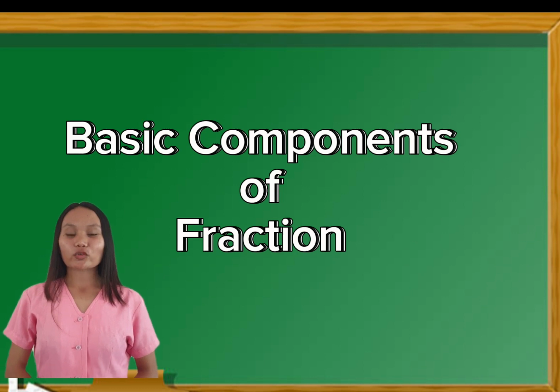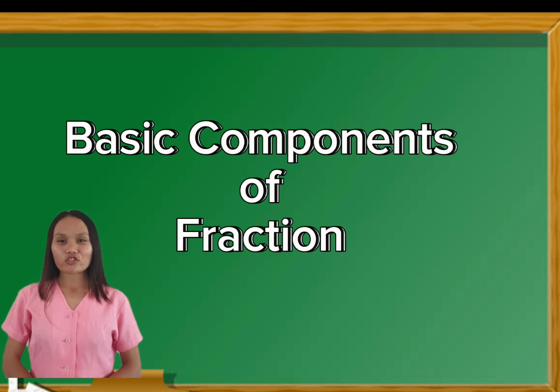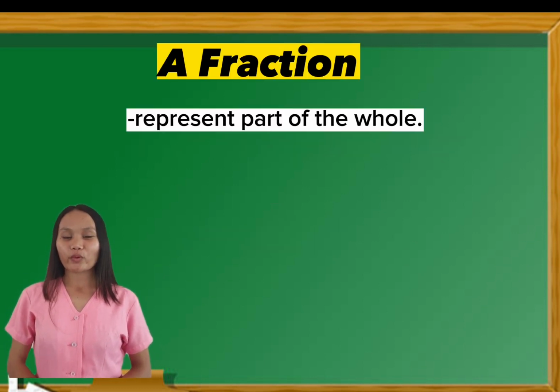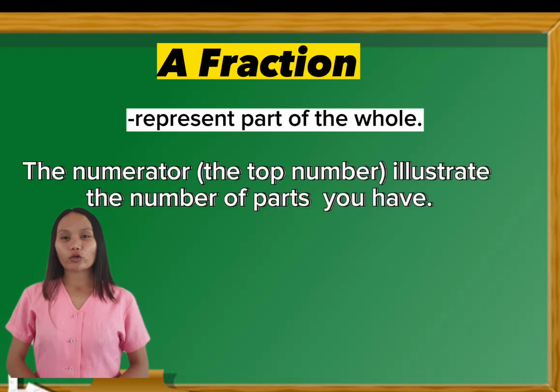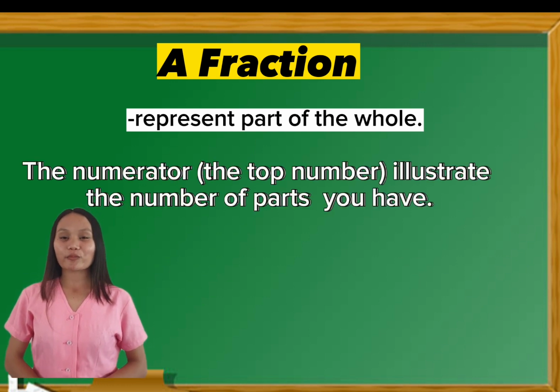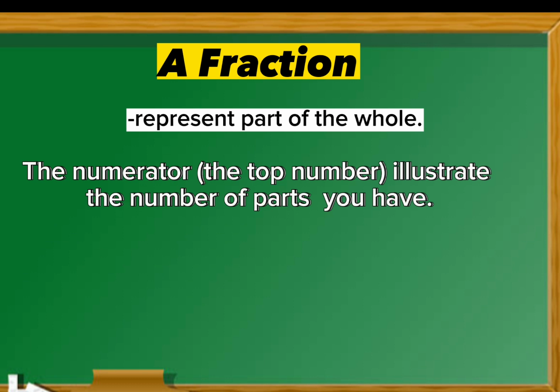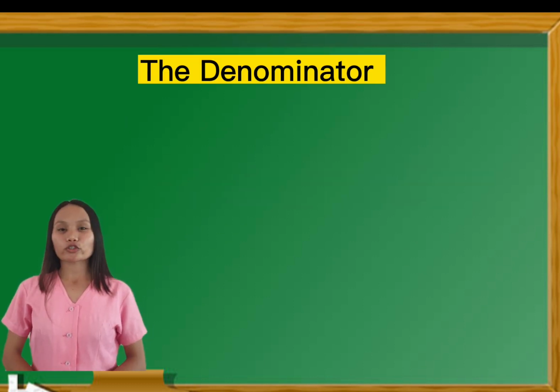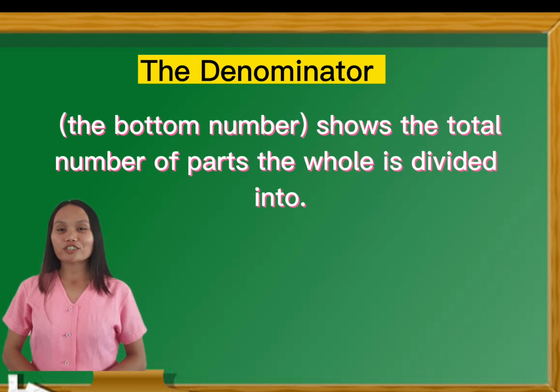First, let's start with the basic components of a fraction. A fraction represents parts of the whole. A numerator, or the top number, illustrates the number of parts you have. The denominator, or the bottom part, shows the total number of parts the whole is divided into.